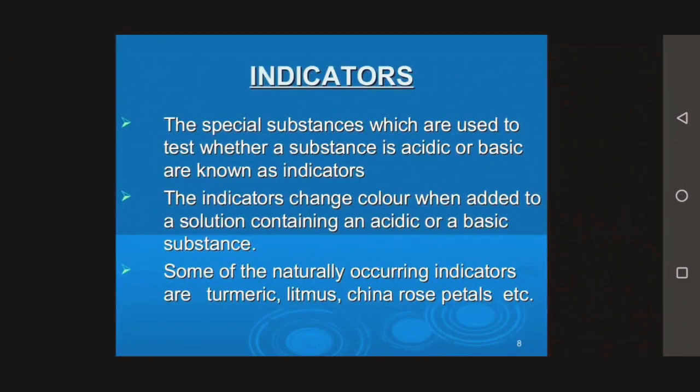Now, what do you mean by indicators? They are special substances which are used to test whether a substance is acidic or basic, or whether a substance is acid or base. The indicators change color when added to a solution containing an acidic or a basic substance. Some of the naturally occurring indicators are turmeric, litmus, China rose petals, etc.